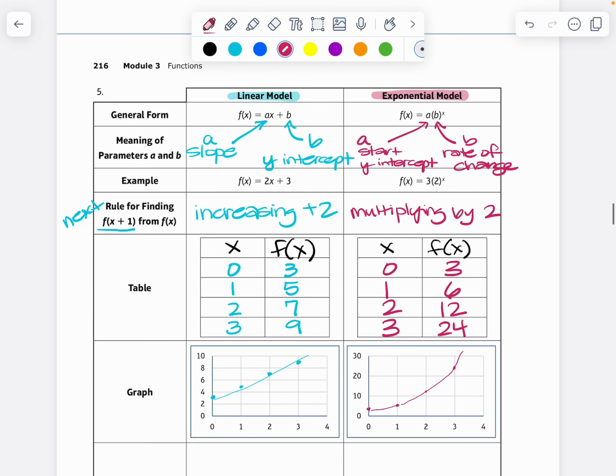And if you notice, these are also increasing. They're going up, all right? If they were decay, we would have a negative slope for the linear model, and our rate of change for exponential would be less than 1.